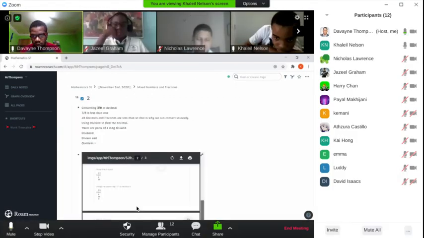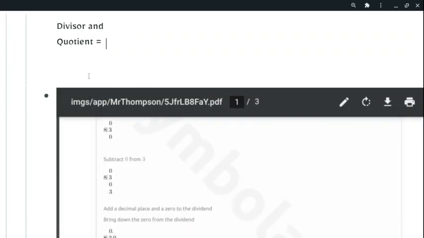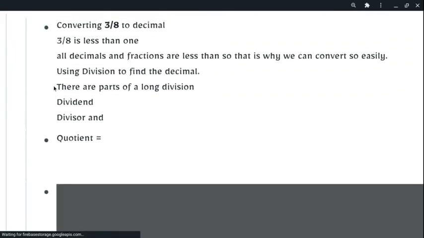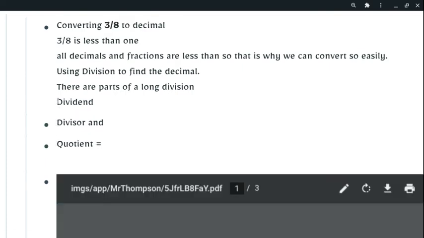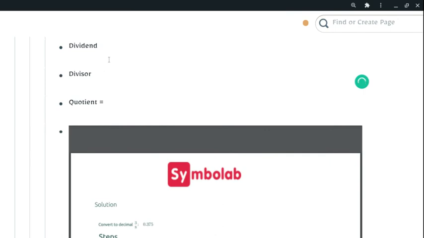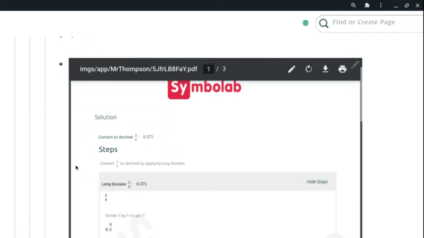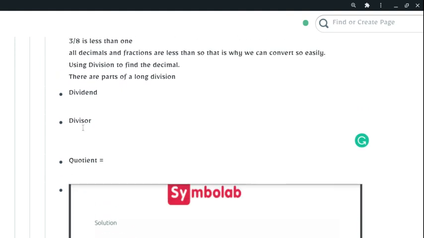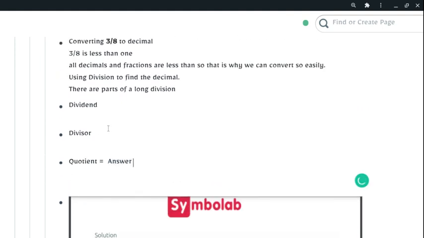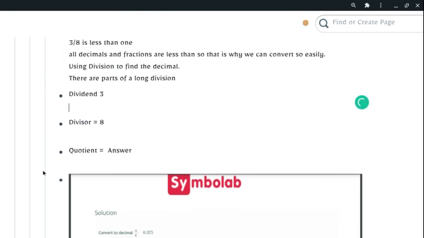Are you guys seeing the screen? Stay at the top, Khalil. So the quotient, the divisor, and the dividend. The dividend and the divisor are the two numbers being computed together. The divisor is the number dividing the number inside. So let's say, for example, 3 and 8. The answer is going to be the quotient. The divisor is the number outside of the long division, which is 8 in this scenario. And the dividend is the 3 that's inside. Understand?